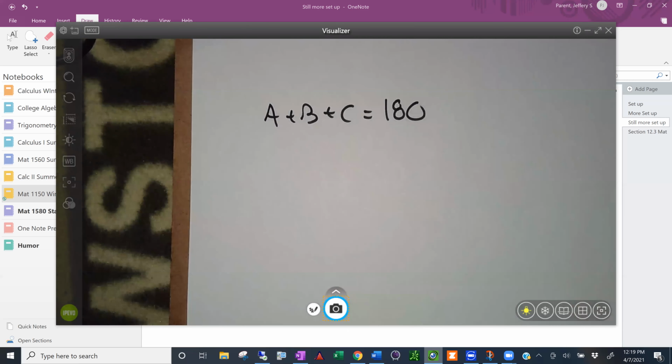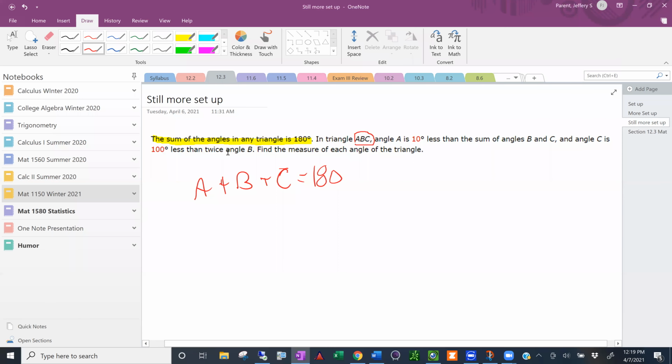We need another one. Let's take a look at what else we can come up with. And I'm just getting rid of this because it's making me ill just to look at it. All right. So for the next one, let's look at the next sentence. Angle A is 10 less than the sum of angles B and C.